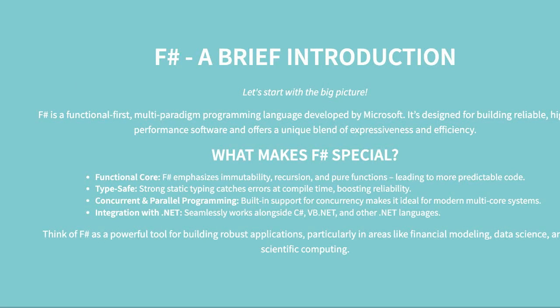Okay, let's kick things off with an overview of F#. It's a really interesting language. It's often described as functional first, which just means that it leans heavily on functional programming concepts. Basically, it wants you to write code that's predictable and reliable. It also has strong type safety, meaning the compiler will catch errors *before* they cause problems when your program runs. And because it's part of the .NET ecosystem, you can easily use it with other languages like C# if you want. It's a great choice for building really solid applications.